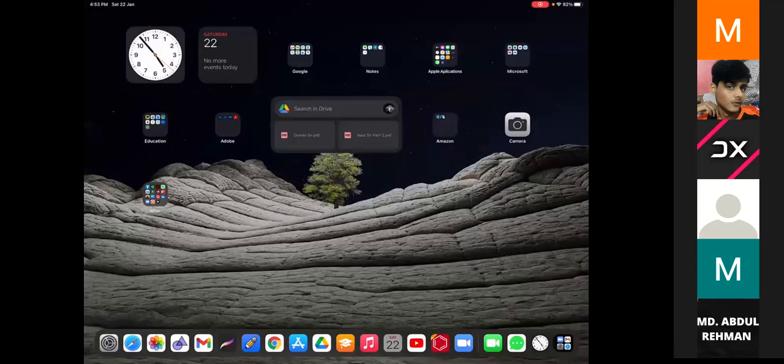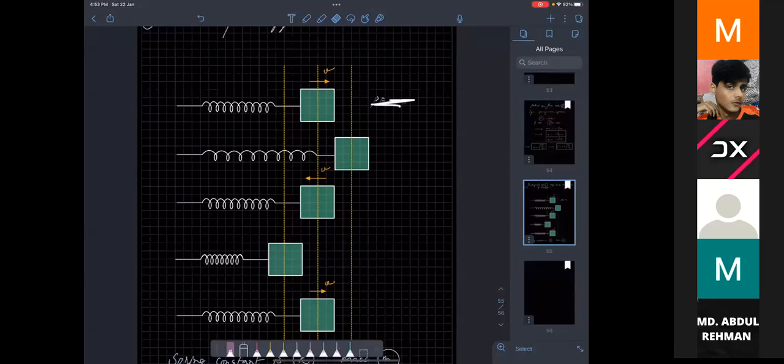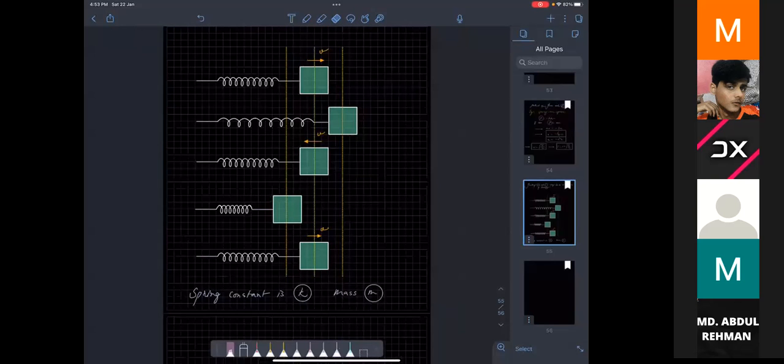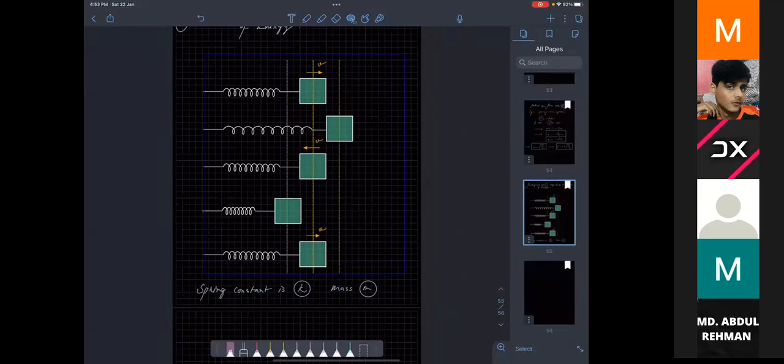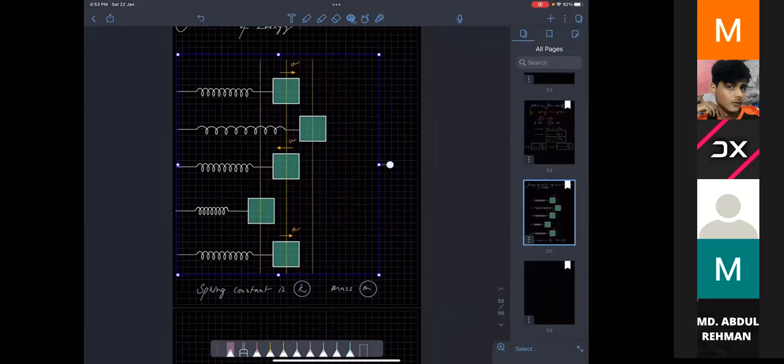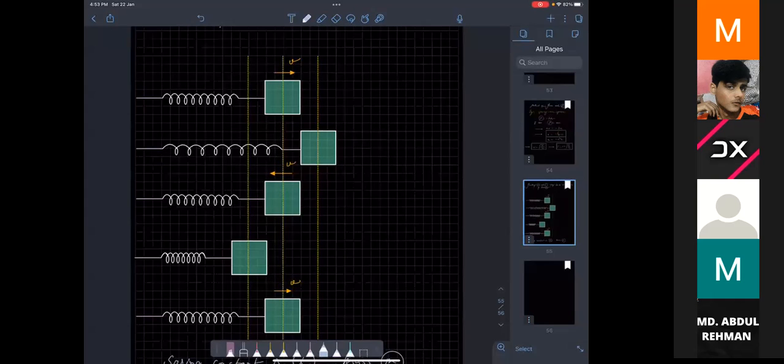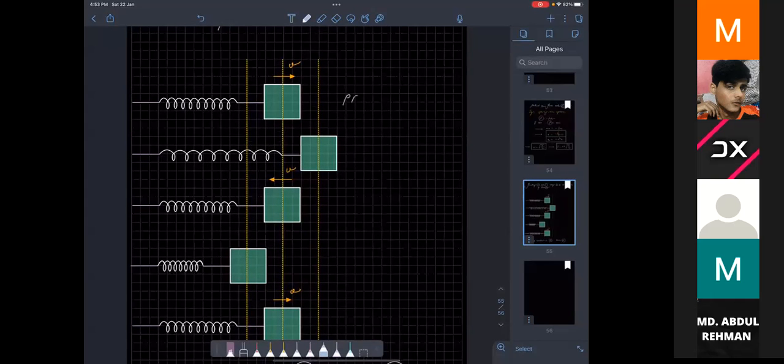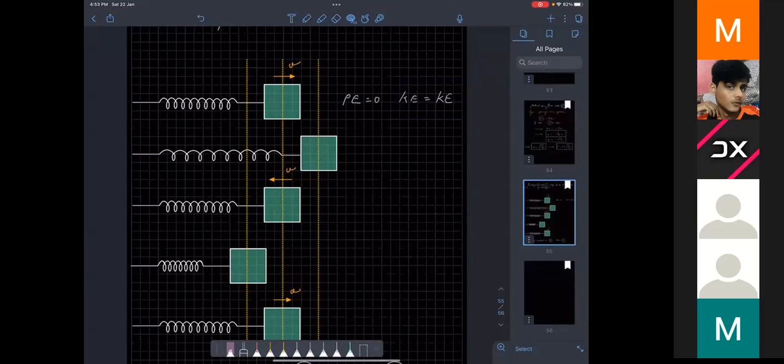Okay. See, in the first case, the extension in spring is zero. Can you see that in the first case? Yes, sir. So in the first case, potential energy is zero and kinetic energy is max. Why? Tell me why kinetic energy is max.